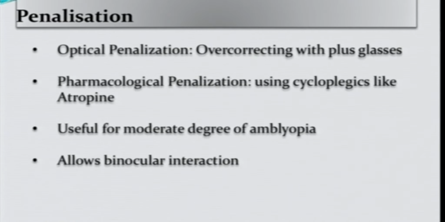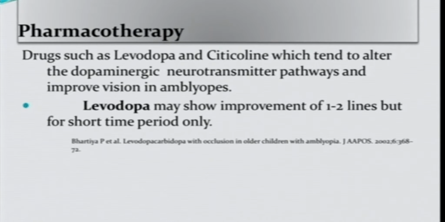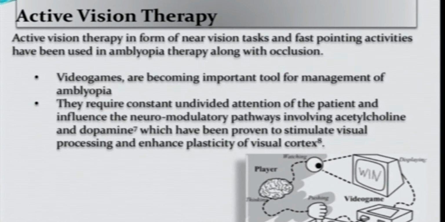Other than occlusion, we have penalization, which can be done optically as well as pharmacologically. This has also been studied by the Pediatric group, and they found that atropine is equally effective as part-time occlusion in cases of moderate amblyopia. The major advantage of pharmacological penalization is that it allows binocular interaction, which is not there in occlusion. Drugs like levodopa and citicoline have been tried, but their effect is very temporary, and long-term results are not very good.